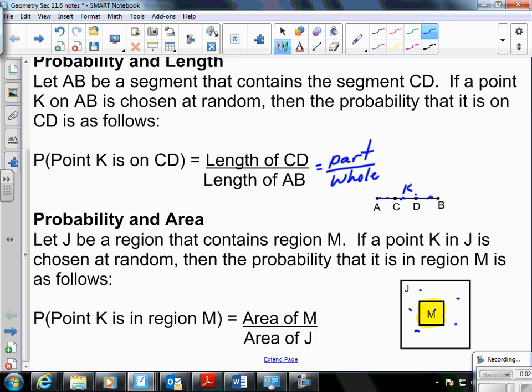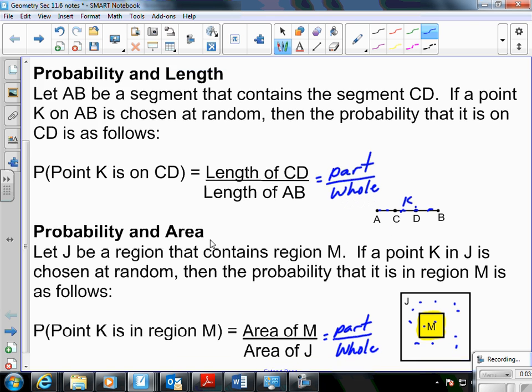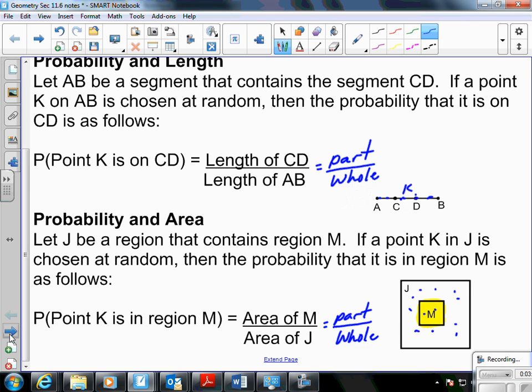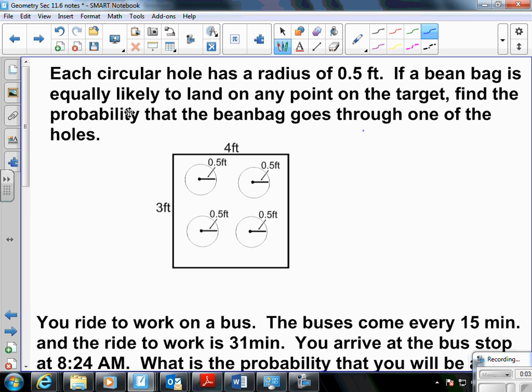So if we're just like throwing darts at the board, the chances that that point ends up in M is going to be based off of the same idea we did with line segment AB. Area M is the part that we're looking at, and area J is going to be the whole. So the part divided by the whole. If you can get that under your belt, then you'll be able to maintain the right idea of what you need to do to find the probability. So with that said, moving on to the next page, which actually has some examples.